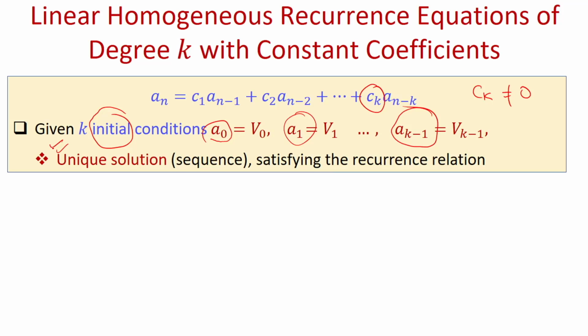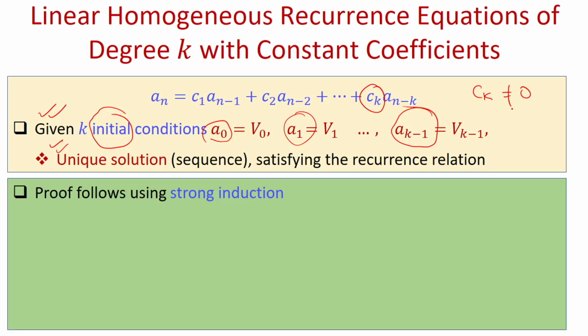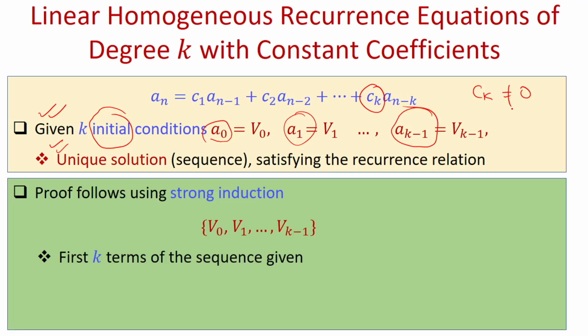See, in the example that we considered, the initial conditions were not there. You were just given the recurrence equation, and that's why we found two different sequences satisfying the same recurrence condition. But what I am saying here is that apart from the recurrence equation, you are also given the initial conditions. And my claim is that only when you are given as many initial conditions as the degree of your recurrence equation, then you always have a unique solution. And this can be proved very easily using strong induction.